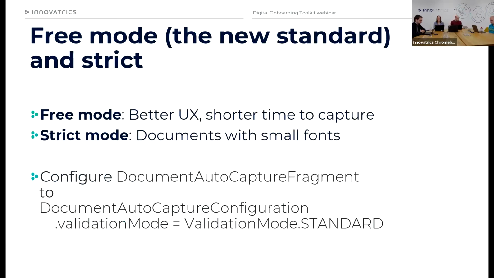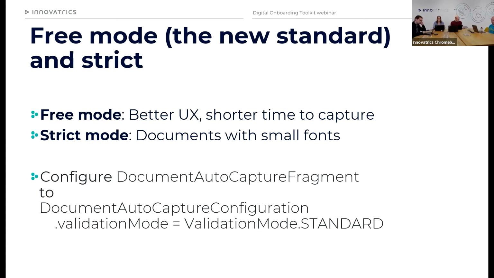This auto capture mode, we call it a free mode, but in the API it is now called the standard mode. This free mode is becoming our new standard. The previous mode that we have, we still keep it. We call it strict mode, and there still might be cases when you would choose the strict mode, especially if in your project you are scanning documents which have very small fonts, or you have bad document quality, so you need the picture of the document much better.